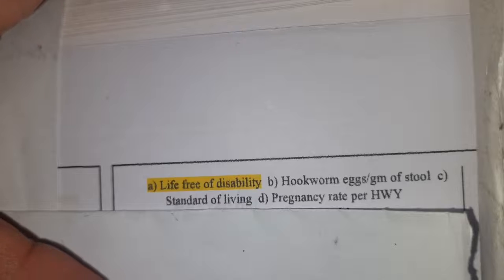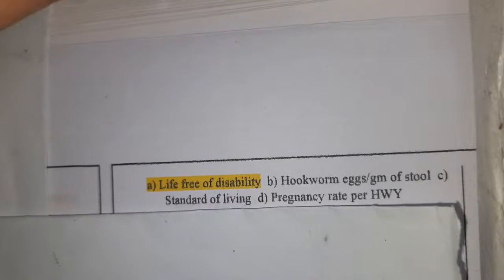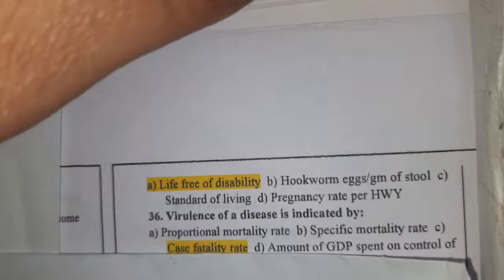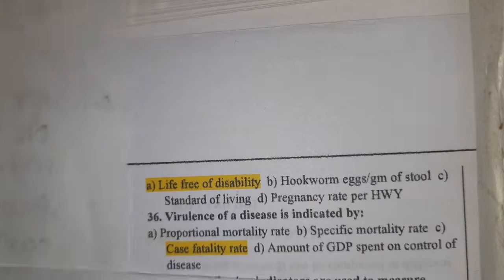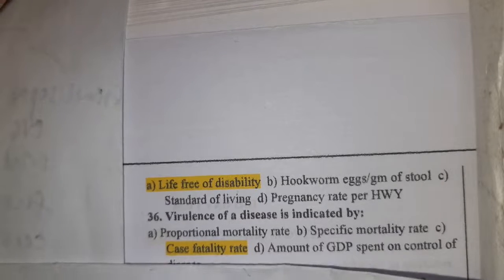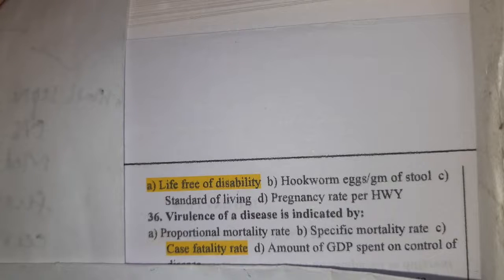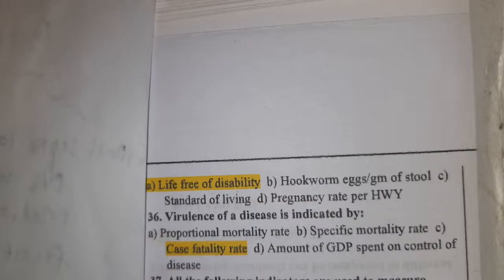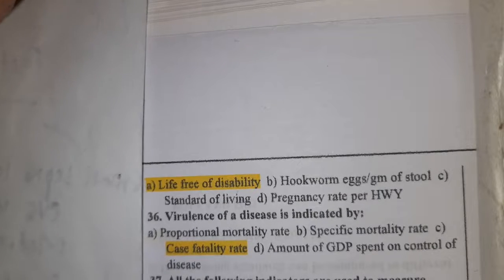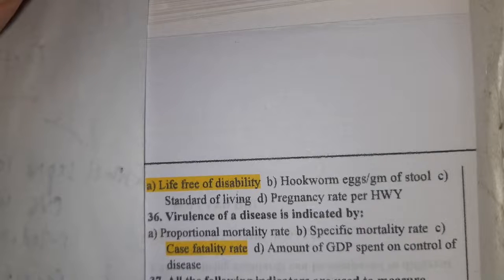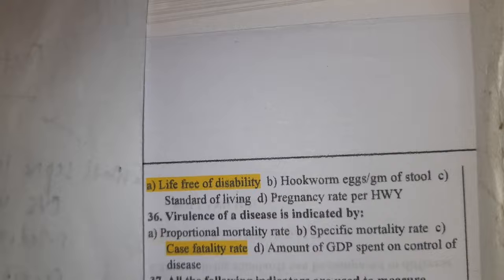Then, next question. Sullivan's index is life free of disability. Virulence of the disease is indicated by case fatality rate. Case fatality rate indicates the virulence of the disease. All of the following indicators are used to measure disability rates in a community except Human Poverty Index.